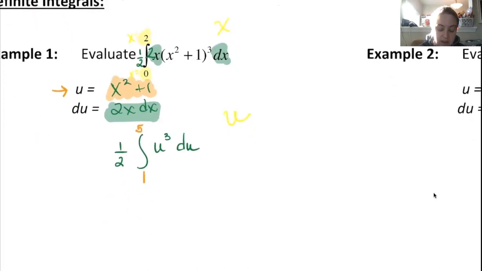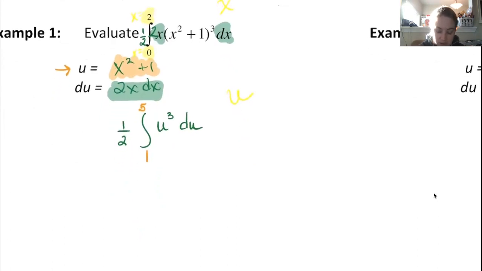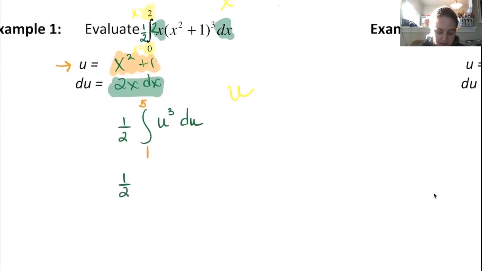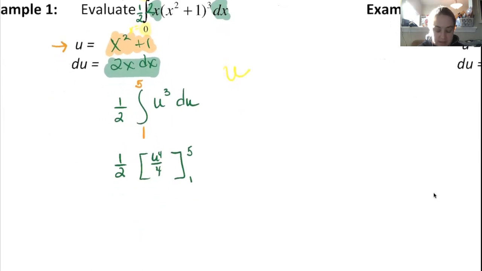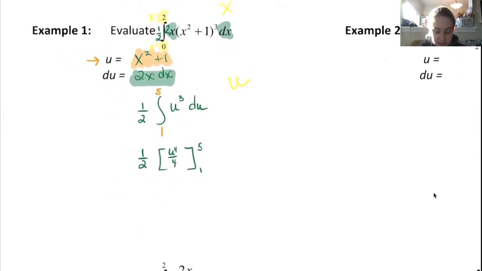The interesting thing about these is we can finish the problem in u. What do I mean by that? I'll find the antiderivative. The antiderivative of u cubed is u to the 4th over 4. My boundaries are 1 and 5. You don't have to put the x back in. In fact, don't put the x back in. This is where I see a lot of mistakes on these problems. This is still 1/2. 5 to the 4th over 4 minus 1 to the 4th over 4. Fundamental theorem of calculus, part 1.